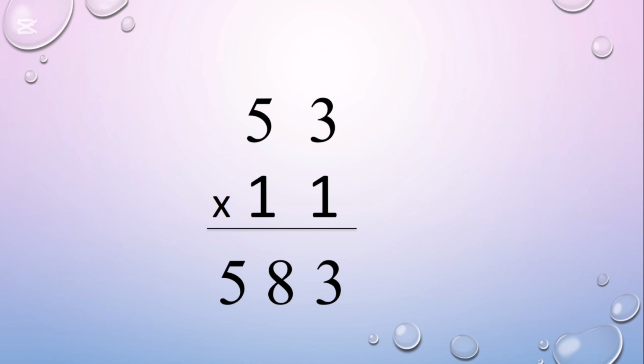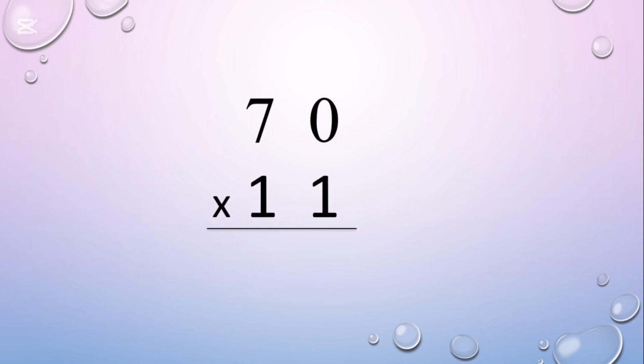Understand? If not yet, let's take one more example, that is 70 multiplied by 11. Again, write 70 like this. Now, by adding 7 and 0, we get 7. So 770 is our answer.